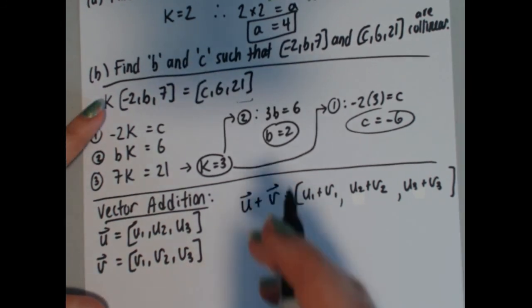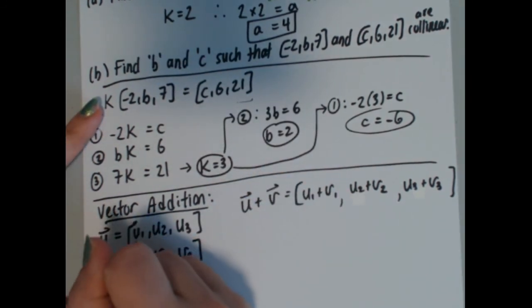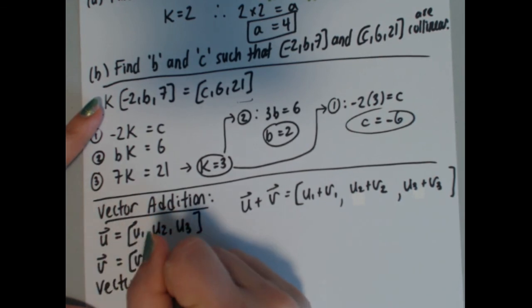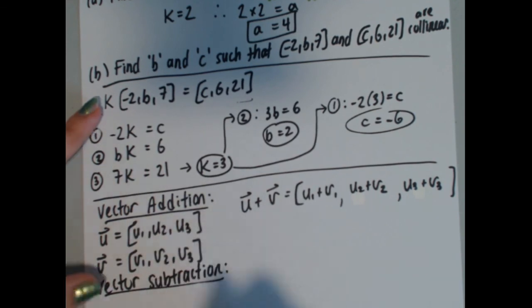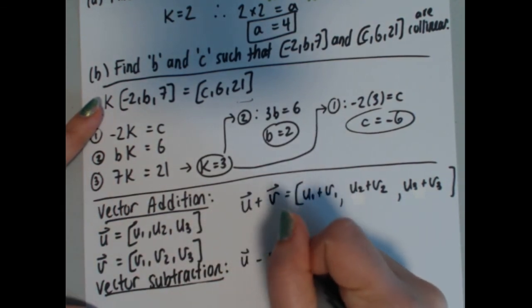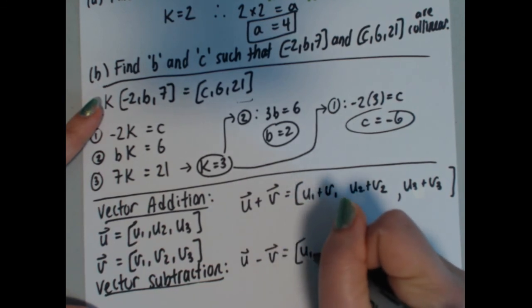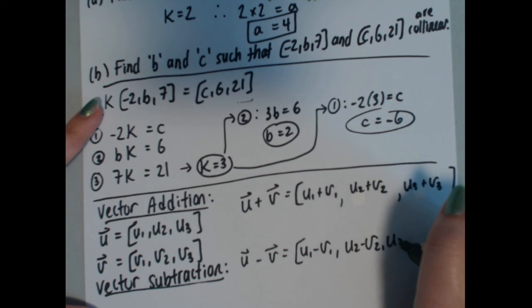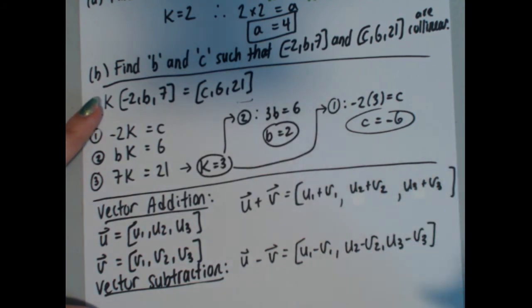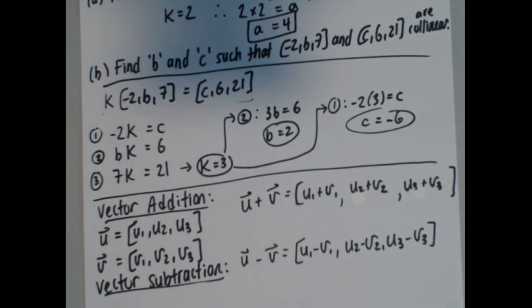Vector subtraction is very much the same. You're dealing with the same 2 vectors, u and v. So if I have u minus v, it's going to be u1 minus v1, u2 minus v2, u3 minus v3. So this is how I take the difference of those 2 vectors.